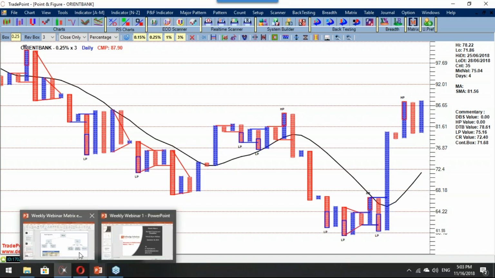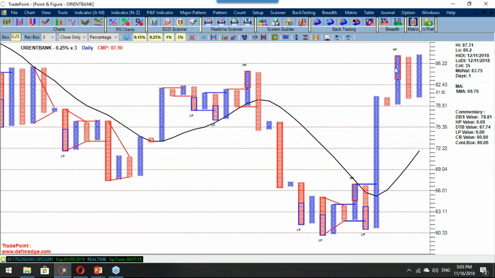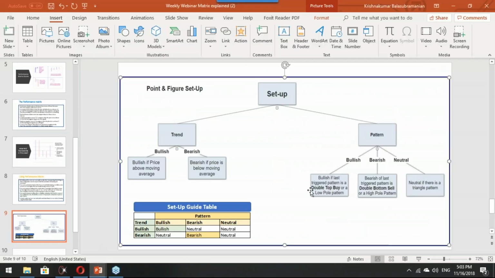The second question that you will have to ask yourself is what is the pattern? Whether a buy signal has been triggered or a sell signal has been triggered, or is there a triangle, or is there a high pole or a low pole. You just have to answer those questions. So in this case, a buy signal has been triggered, isn't it? This column of x has broken above the prior column of x. So clearly a buy signal has been triggered and price is above the moving average. So your setup is going to be bullish. Your pattern is bullish and the trend is bullish, so the setup turns bullish.